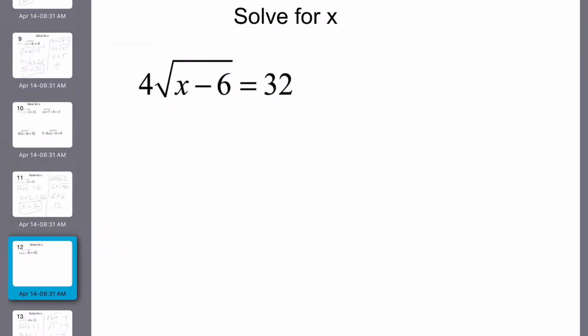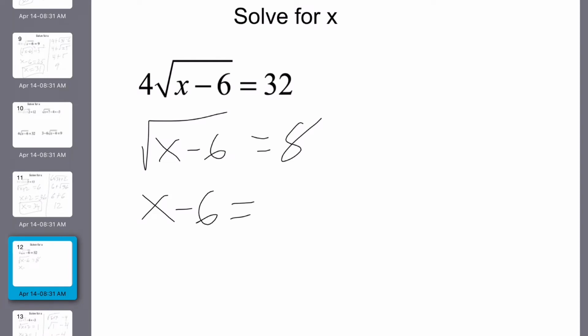So looking at this problem here, the first thing we want to do is isolate that radical. And I don't have to isolate it. I can go ahead and square both sides with the 4 there, but now I'm squaring 32 and I've got a 16 left over that I've got to divide by later, where it's just easier to go ahead and get smaller numbers from the beginning. So when I divide both sides of this equation by 4, I get the square root of x minus 6 equals 8. And now I'm going to go ahead and square both sides, and I get x minus 6 equals 64, and I add 6 to both sides, and I get x equals 70.